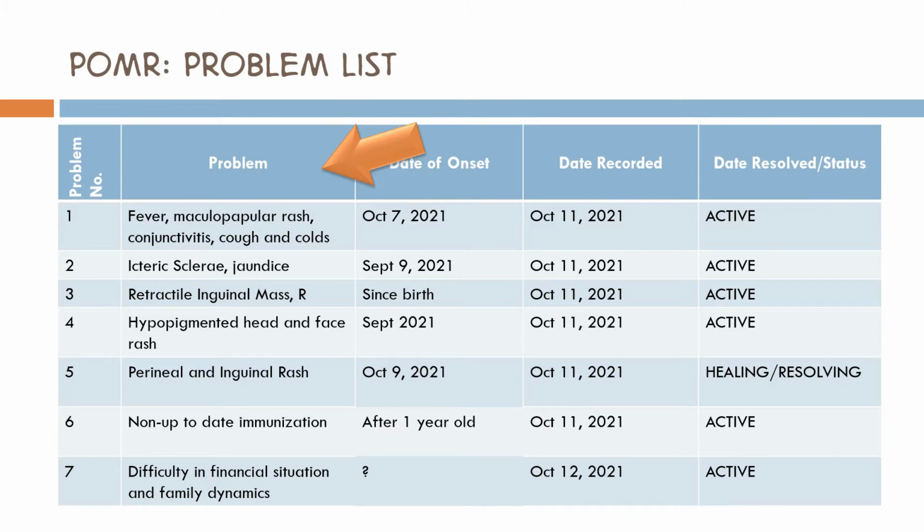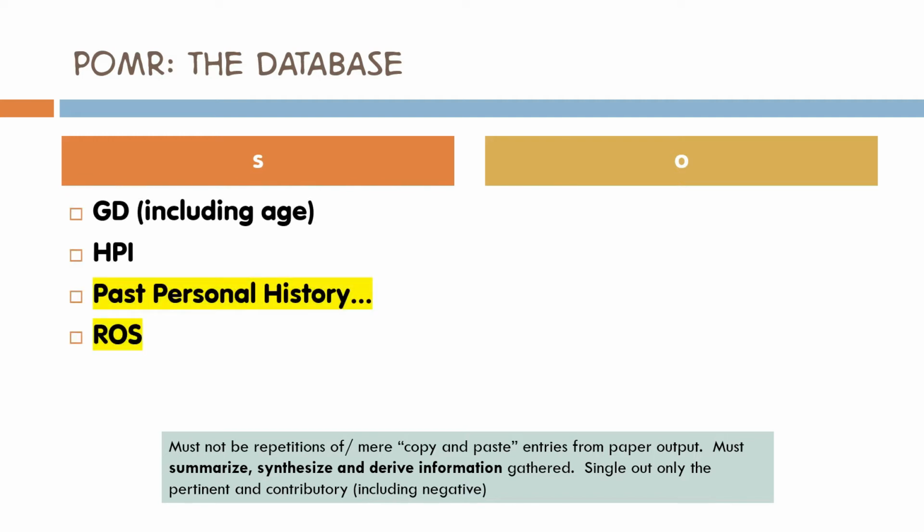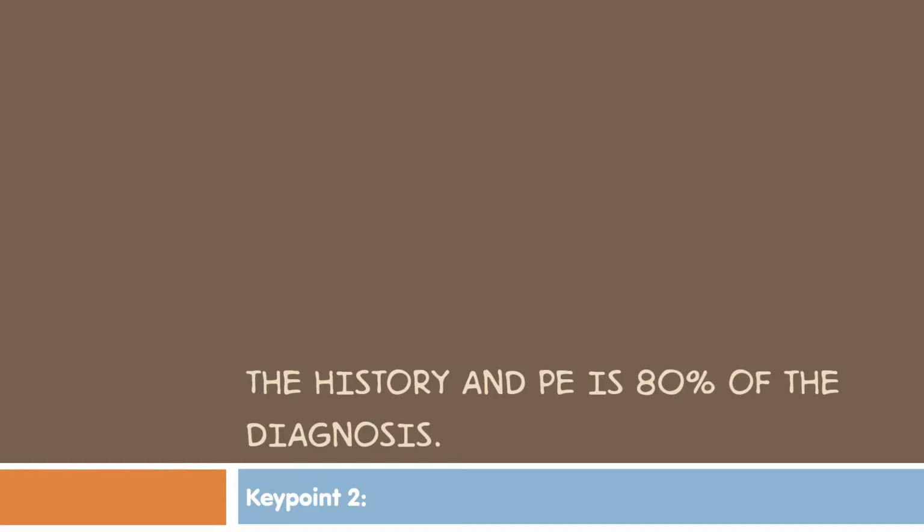Now, in your PBL, you will be required to provide your database. Remember our salient points list earlier on? This is now going to be arranged as S and O. As a timely reminder, your S entry is not just the HPI. It begins from the general data through the HPI and includes relevant past personal history and ROS elements. The O is easy as it is the relevant PE findings of your patient. By analyzing the S and O, your clinical diagnosis should now be 80% complete.